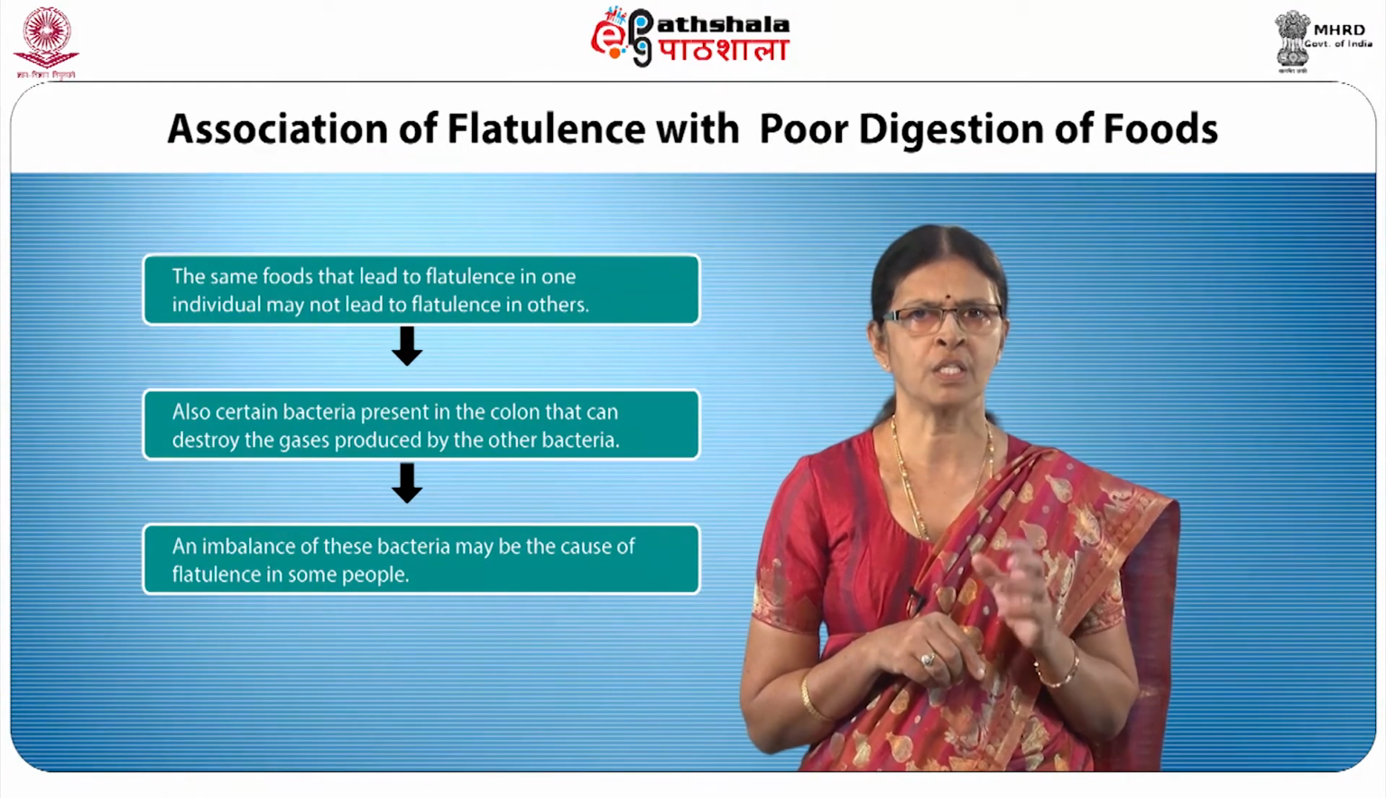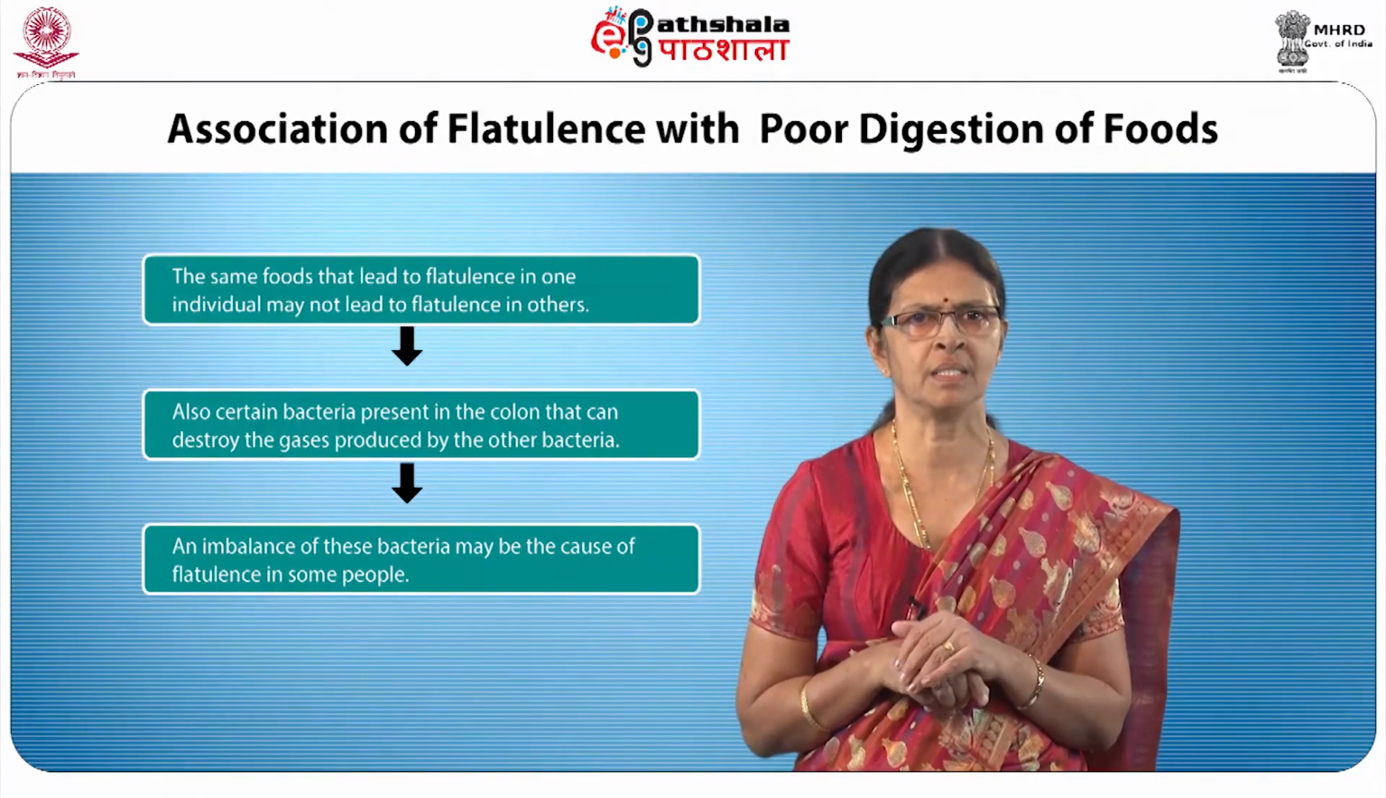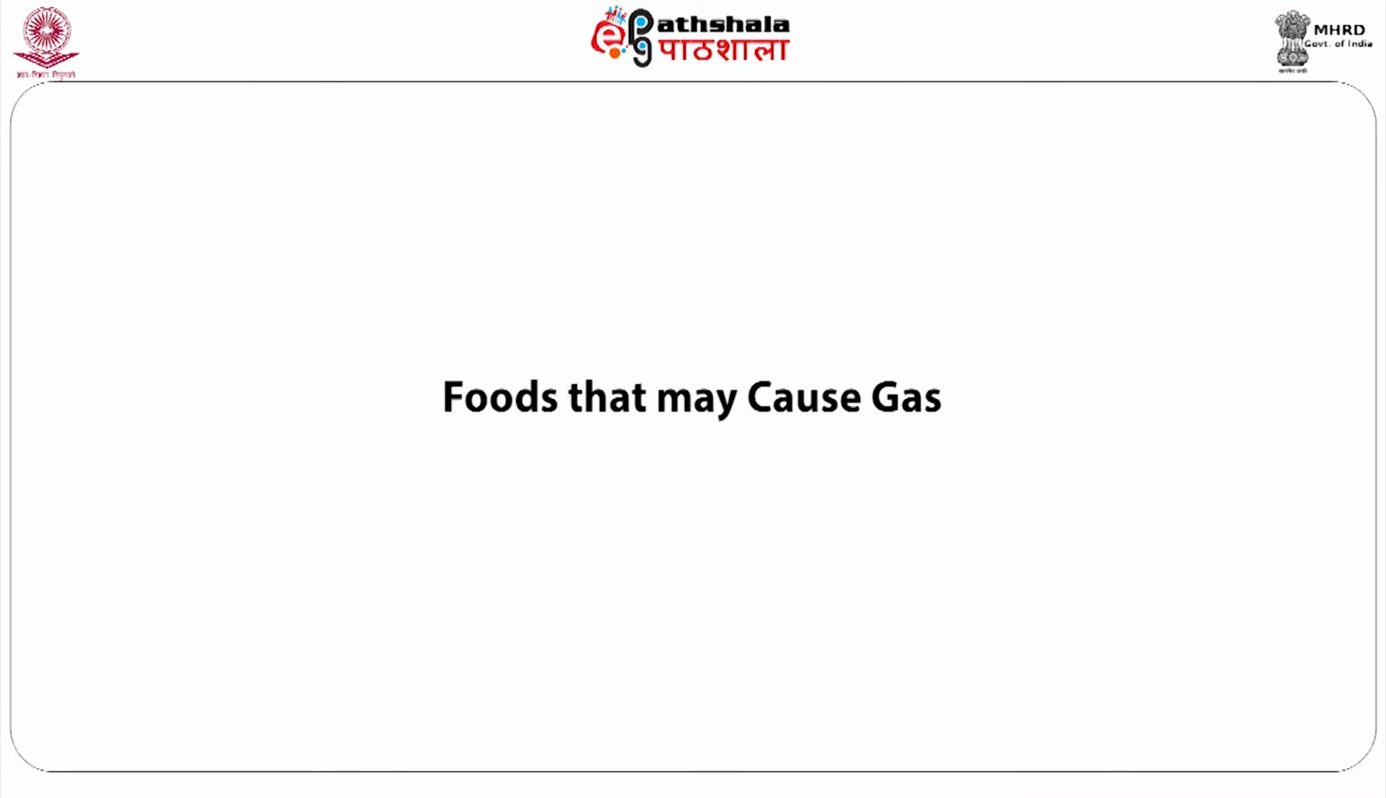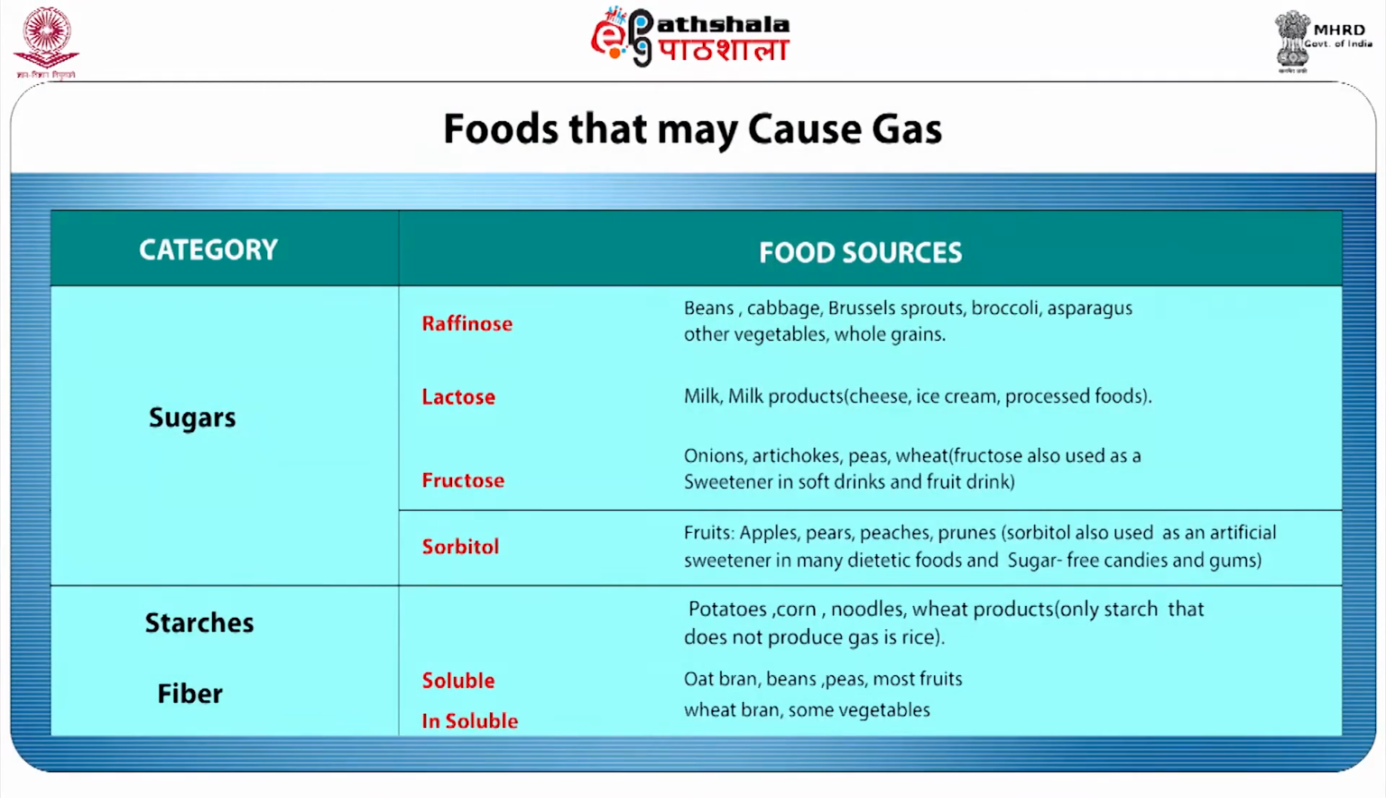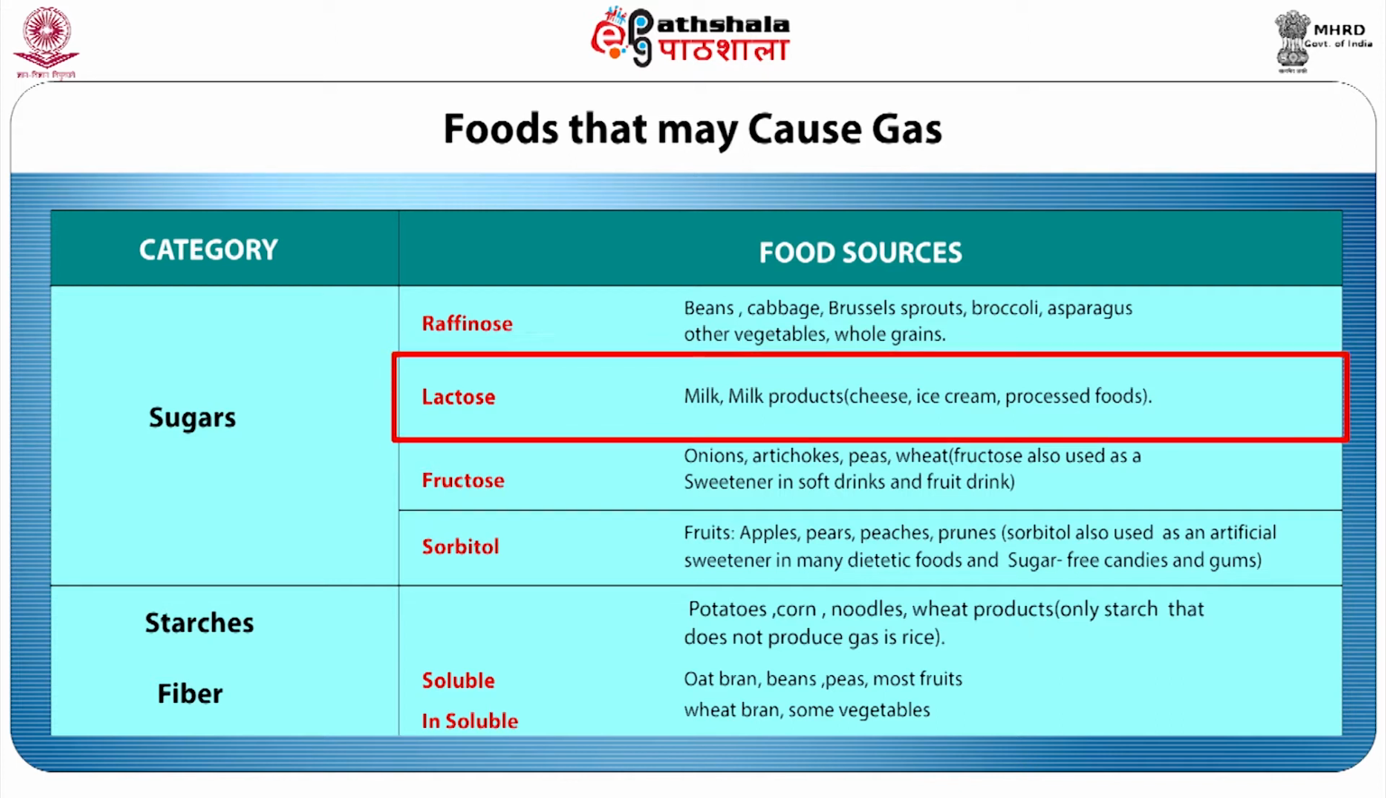Gas is mostly caused by food high in carbohydrates. Some of the common carbohydrate foods that build up gas are sugars, starches and fiber. Sugars like raffinose in beans, cabbage, Brussels sprouts, broccoli, asparagus, other vegetables and whole grains. Lactose in milk, milk products such as cheese, ice cream, and processed foods.